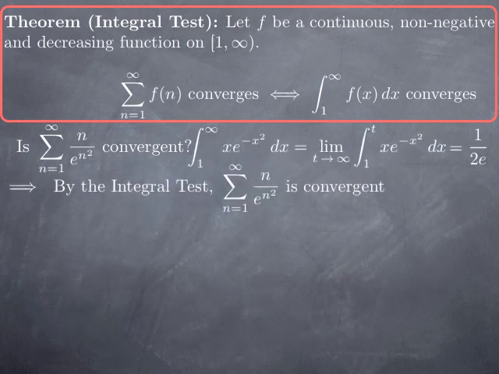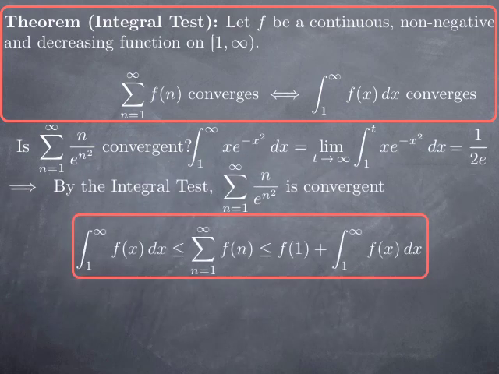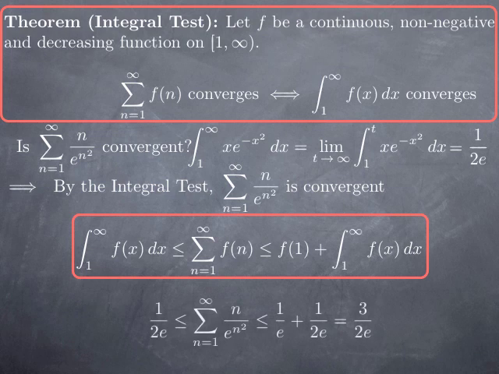And moreover, if we look at the rough estimate that we discussed, in this case f of 1, the function f was x over e to the x squared. When I plug in 1, I get just 1 over e. And we've calculated the improper integral to be 1 over 2e, so our series has a value between 1 over 2e and 1 over e plus 1 over 2e, which is 3 over 2e.